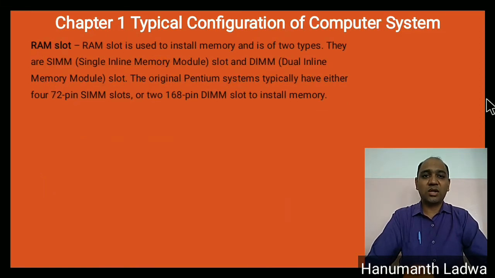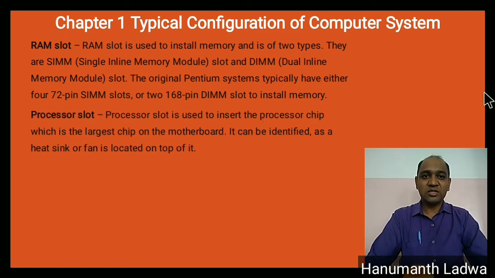Now we'll continue with RAM slot, that is random access memory slot. It is an opening which is used to install memory and is of two types. They are SIMM and DIMM, that is single inline memory module slot, and DIMM is dual inline memory module slot. The original Pentium systems typically have either 4 72-pin SIMM slots or 2 168-pin DIMM slots to install memory. Let us continue with processor slot.